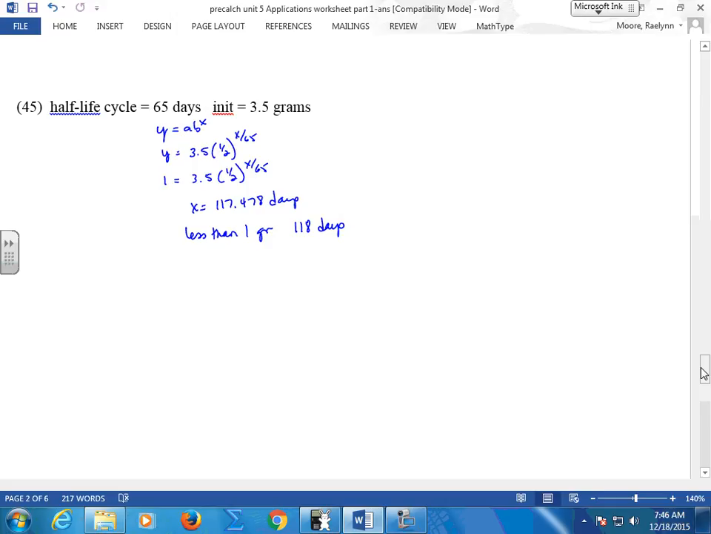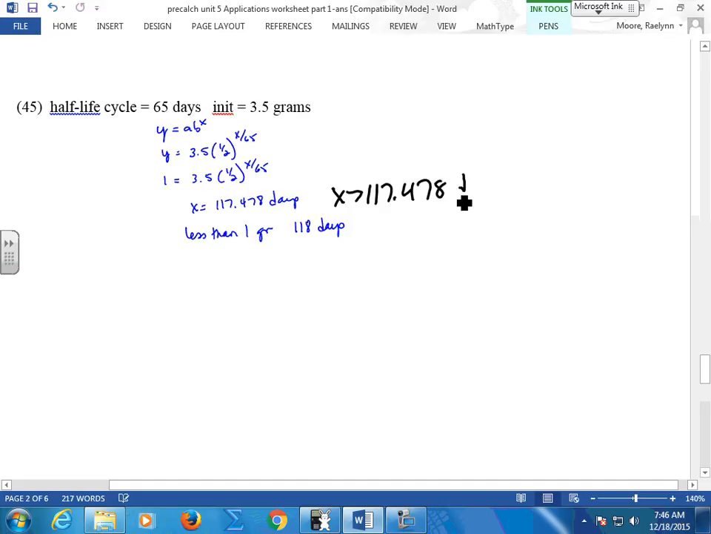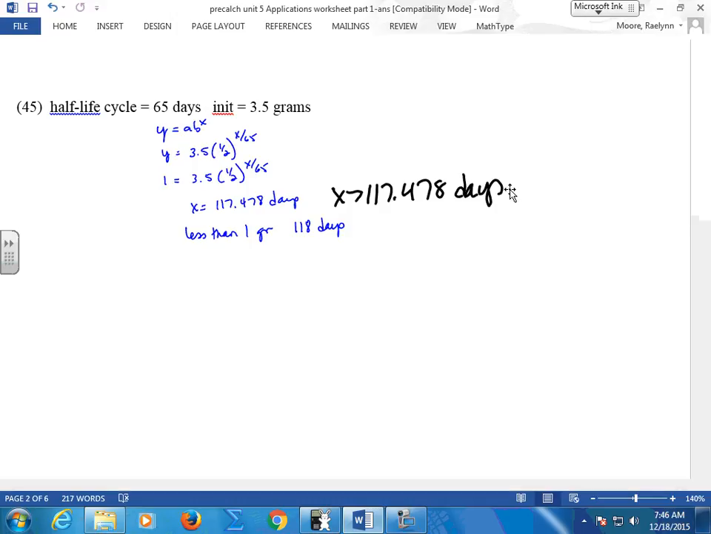If you want to get technical, X has to be greater than 117.478 days. So a little bit more than that, I decreased a little bit more than 1. Wait, what is that? That's in days? Days, because your cycle was in days. I'm sure when you do this in chemistry, you probably get a lot more exact with this, but we're just kind of using general formulas here.